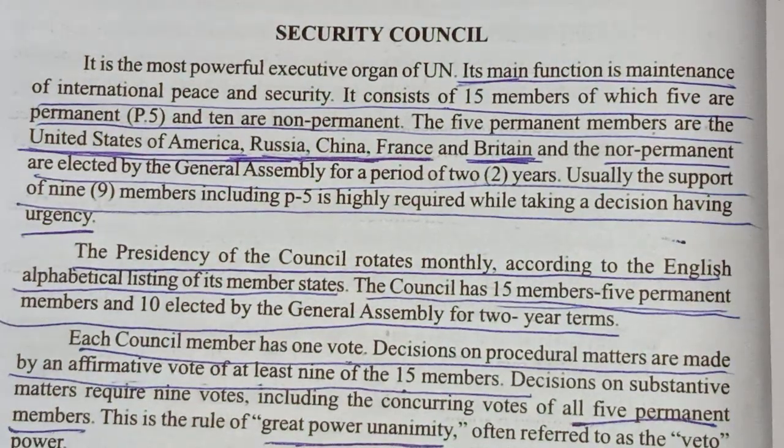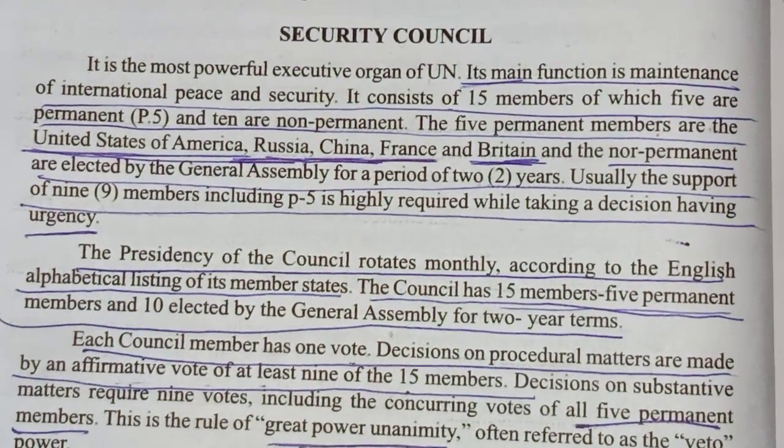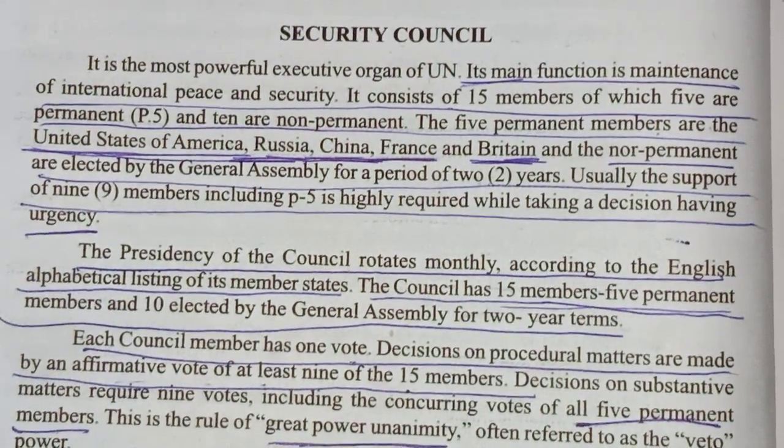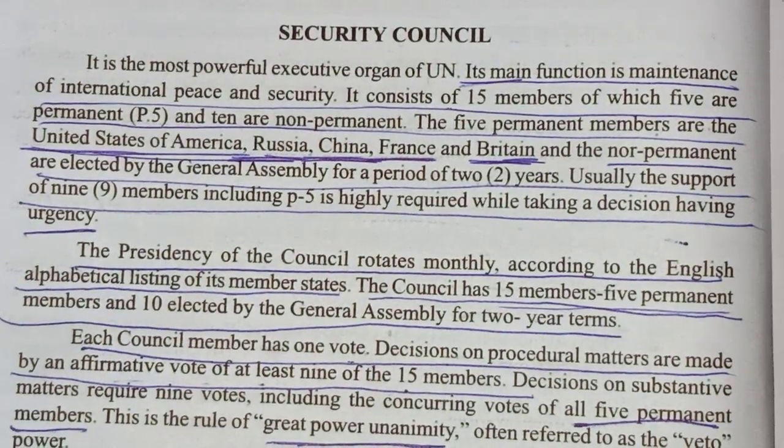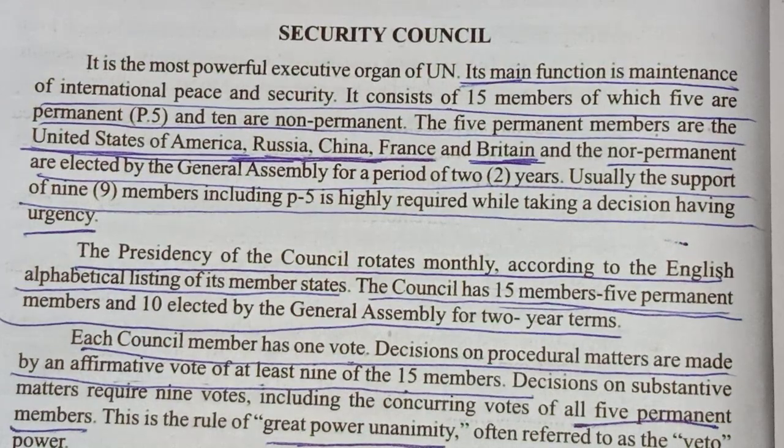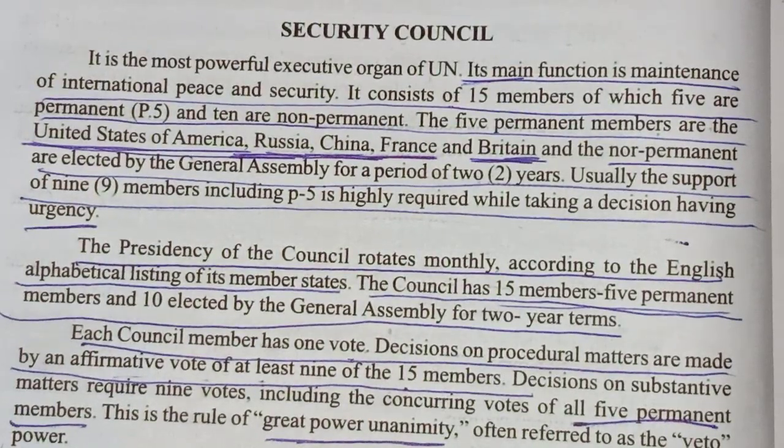And for decision making, 9 members' support is needed, and among the 9 members, the 5 permanent members should be there. Otherwise, if there is no support of the 5 permanent members, the decision cannot be made. The 5 permanent members should be there, and among the 10 non-permanent members 4 votes should be there to make any decision. Like this 9 votes make decisions in the Security Council.